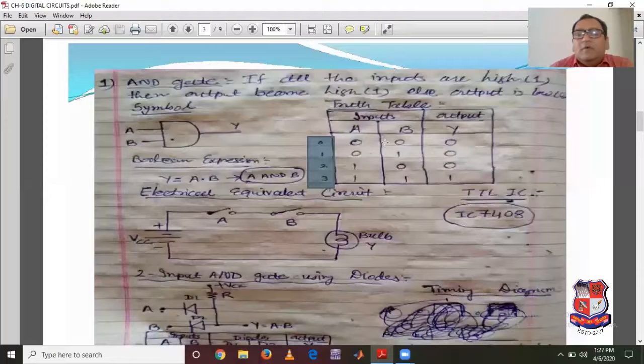So 0 0, the value is 0. 0 1, that is a binary value, and the decimal value is 1. This is just for reference. And 1 0 is nothing but 2. And 1 1, that is 3. In semester 3 you will study this in detail, and I think you have studied this in physics also.